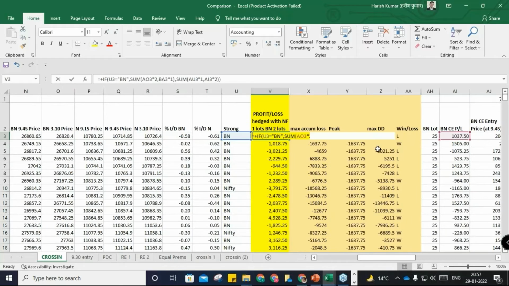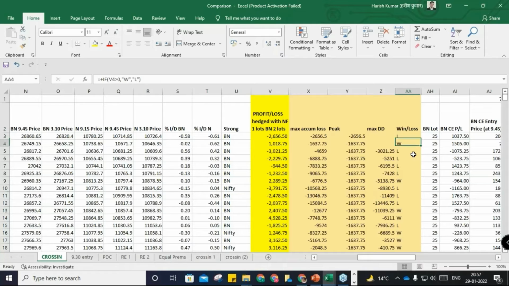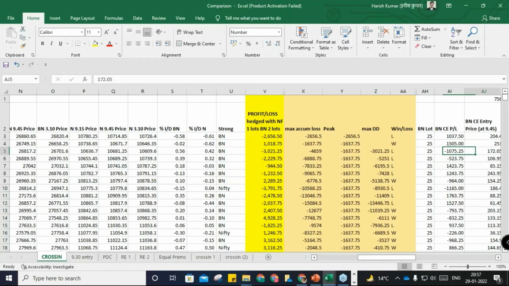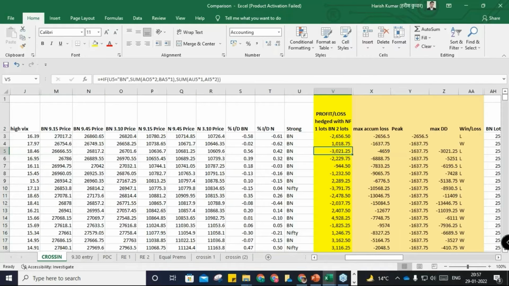So this is the gain. This I have calculated for max drawdown. This is the accumulated loss. This is the peak, and this is the drawdown. So this I have calculated for the win or lose of a day. This is other data. So let's go down here.